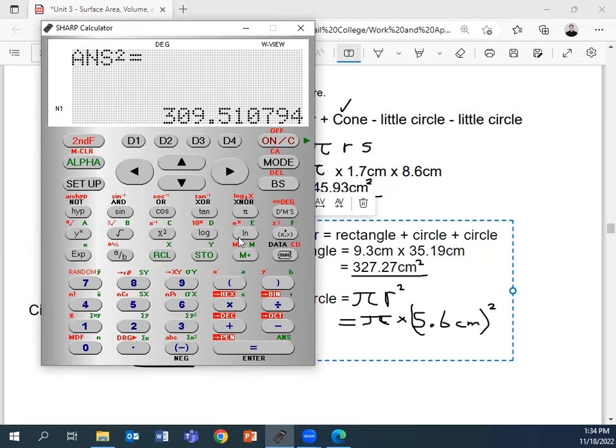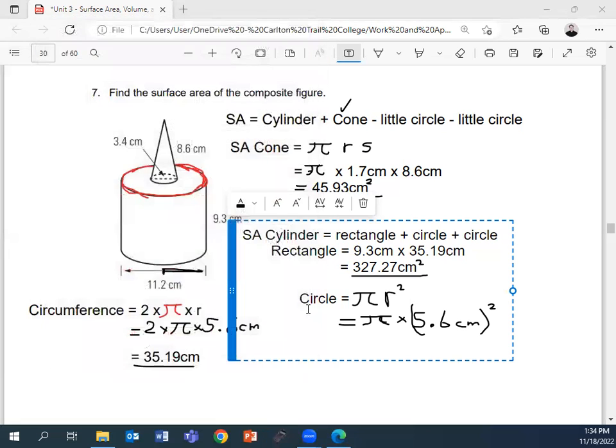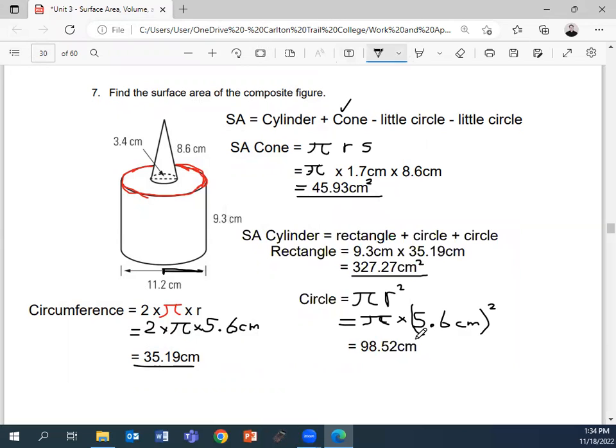That's why it's really important to break it down step by step. So I personally like just doing 5.6 times 5.6 because every calculator is a little different. But my answer here is going to be 98.52 centimeters squared. Okay, am I done? Do I just add these together and move on? Well, I added 2 times, because there's 2 circles.